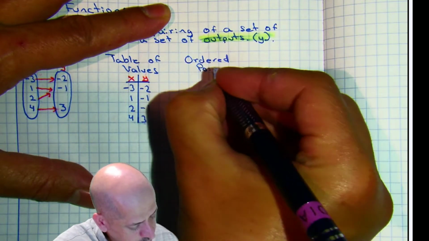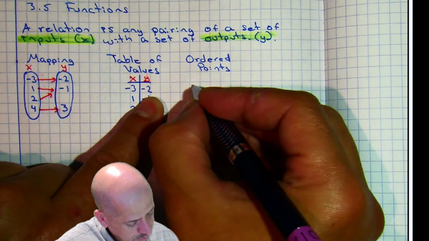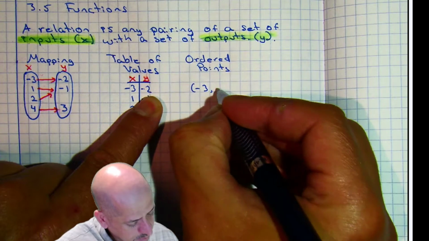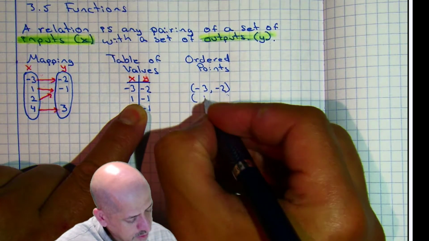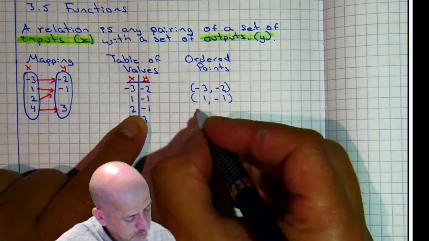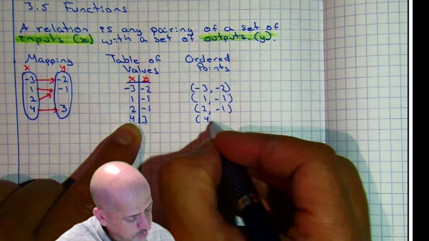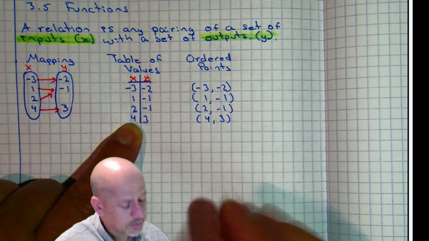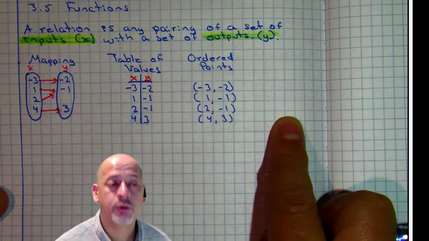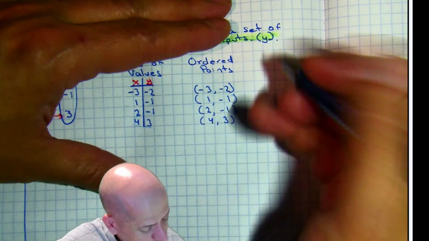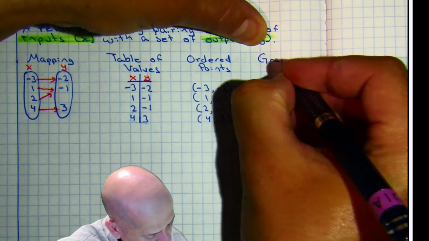So the order points are going to be -3, -2, 1, -1, 2, -1, and the last one will be 4, 3. And now the space that we have left is going to be a graph. So finally, this can be represented as a graph.